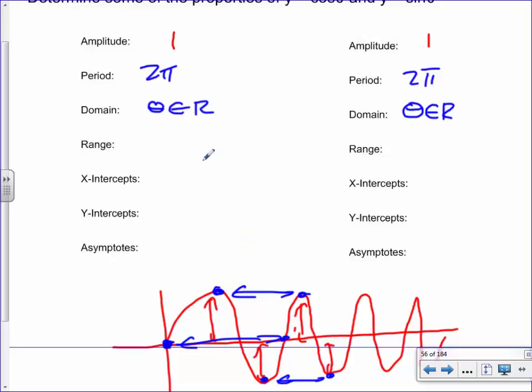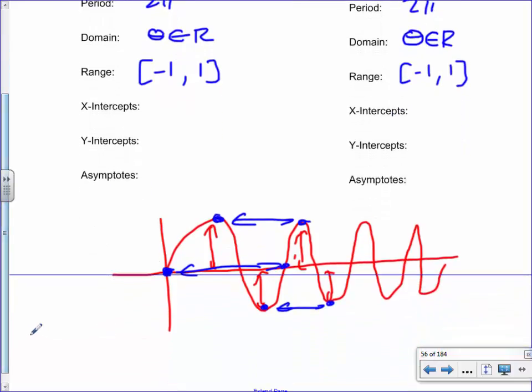Anyone want to take a stab at your range? -1 to 1. So I'm going to write it like this. And again, it's the same for both graphs. The lowest number you can get to is -1, and the highest number you can get to is +1. Right, here's where it finally starts to differ. Grab your little manipulative I just had you make.